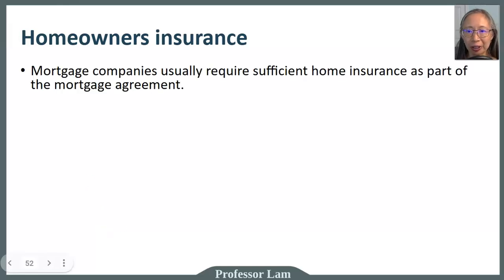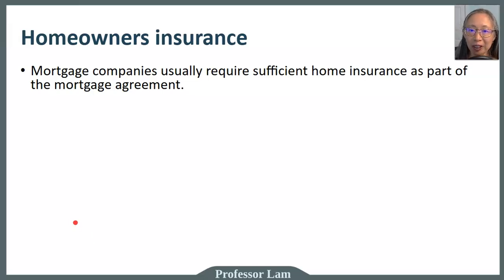First, if you take out a mortgage, the mortgage company usually requires sufficient insurance so that if something does happen to your house, their secured property is insured. The second reason is that your home is typically your greatest asset. So you definitely want to protect it through insurance.